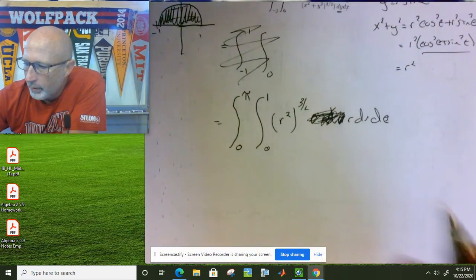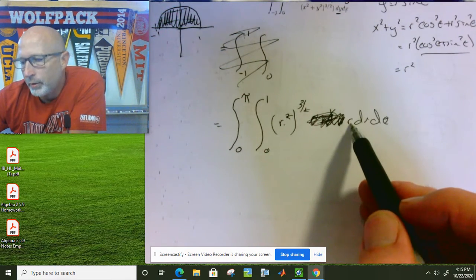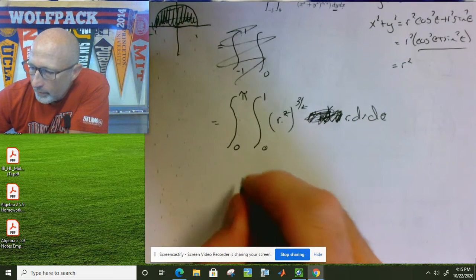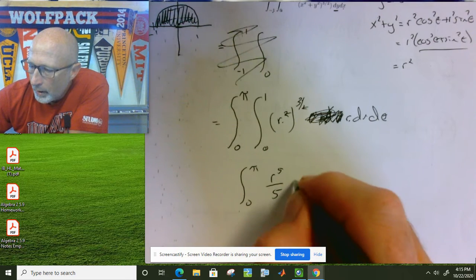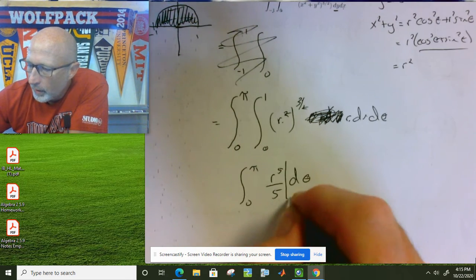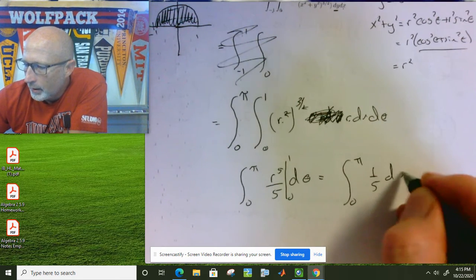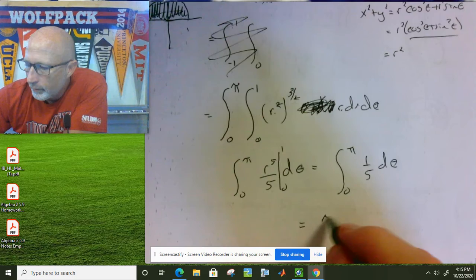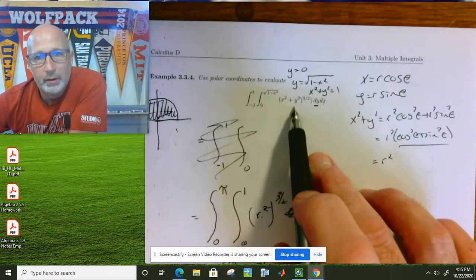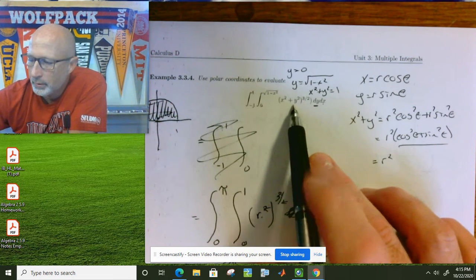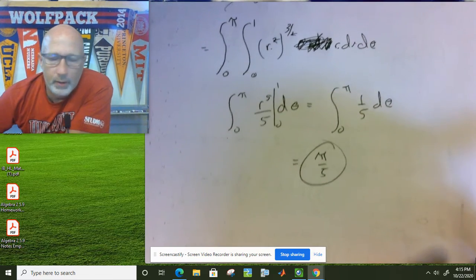Okay, so this square is going to cancel that. That's going to be r cubed times r gives you r to the 4th. The integral of r to the 4th is r to the 5th over 5. So this is the integral from 0 to pi of r to the 5th over 5 d theta, going from 0 to 1. So this is the integral from 0 to pi of 1/5 d theta, which is just going to give me pi over 5. Okay, so this really complicated integral up here, when you switch it to polar, becomes really nice and easy. Okay, so there we are.